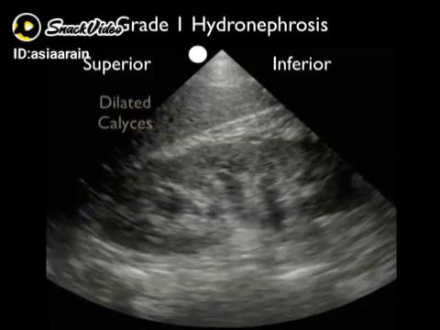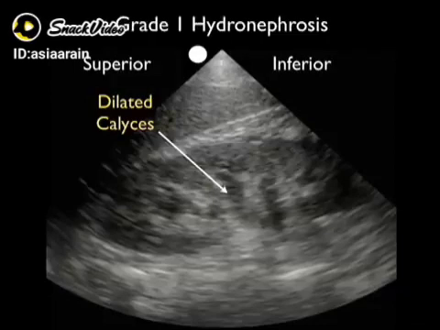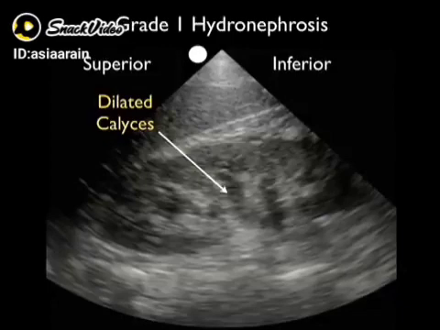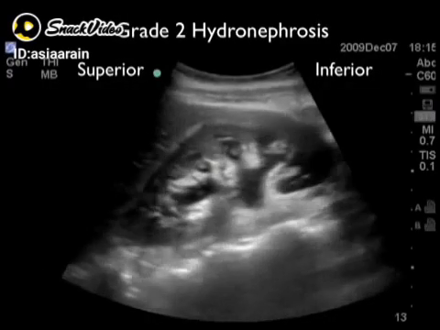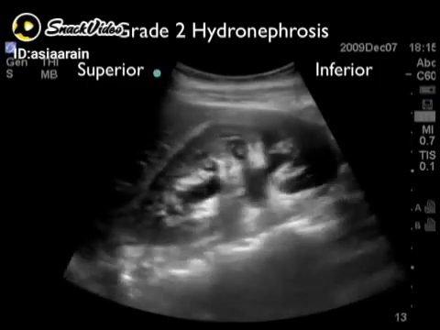However, as we scan up and down through the kidney, we can see that they all coalesce to form dilated calyces, the signature of a grade 1 hydronephrosis with mild swelling of the interior of the kidney. But it's very important to fan anterior-posterior through the kidney to see that all of these areas of hydronephrosis coalesce into the calyceal region.